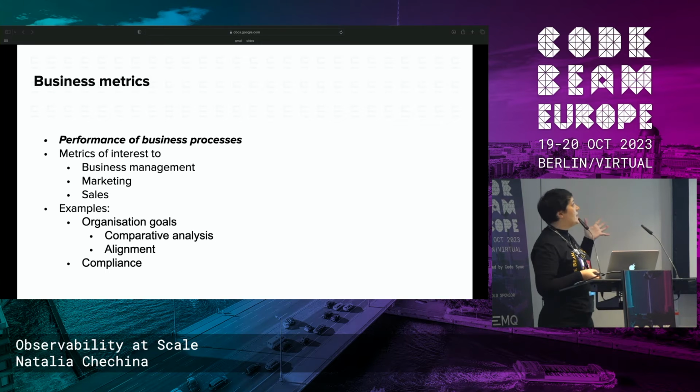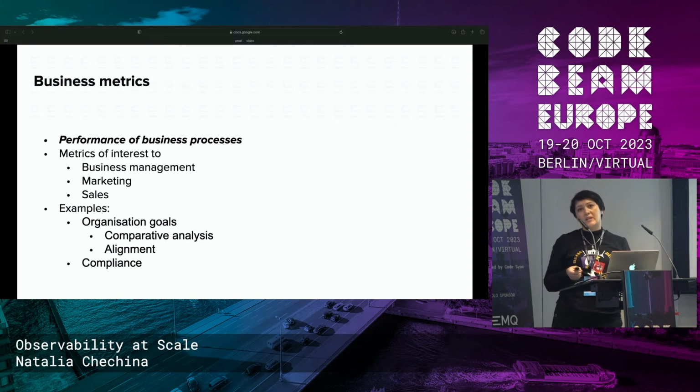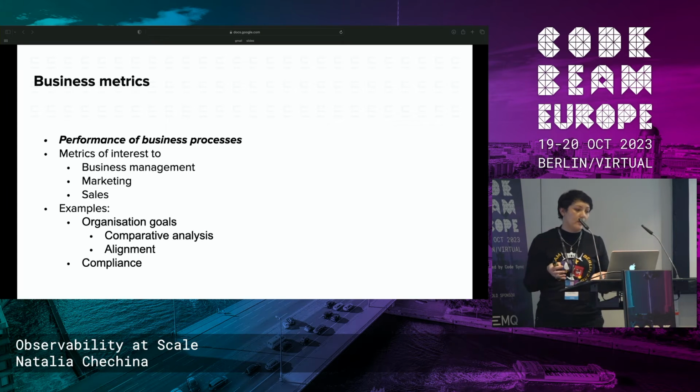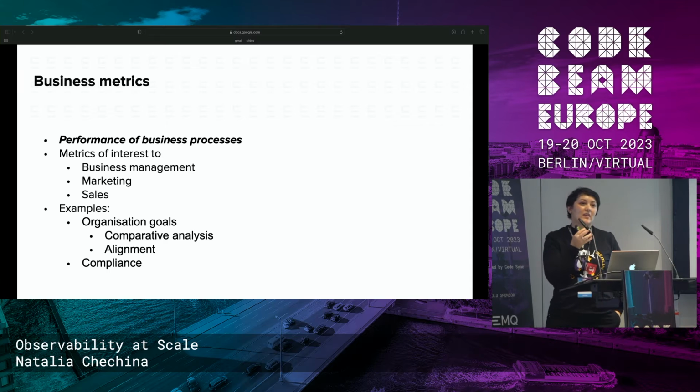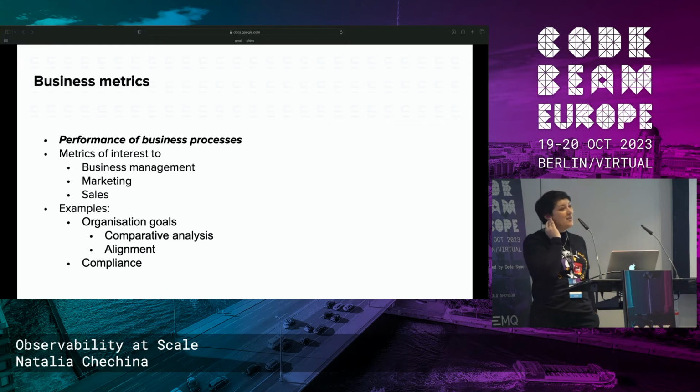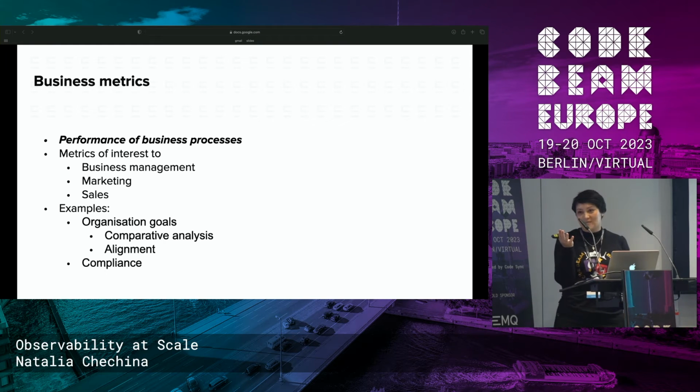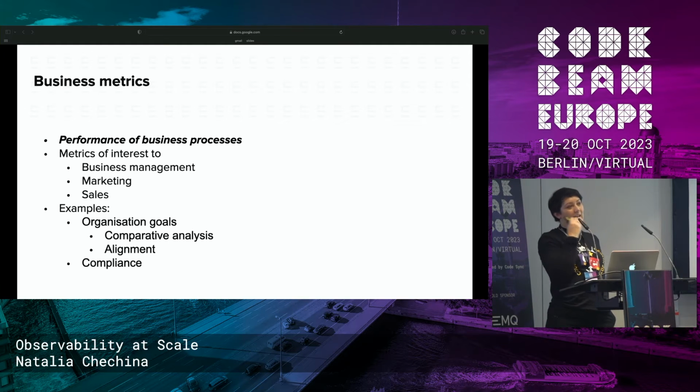So let's talk about the business ones. The business metrics are on the top level, and they're about business processes, right? The reason I'm starting with the business ones is that they're usually the ones you're going to introduce first. These are the metrics that are of interest to the budget holders, the people who will tell you whether you can add metrics or not. So it's a really good idea to add metrics that they will like.